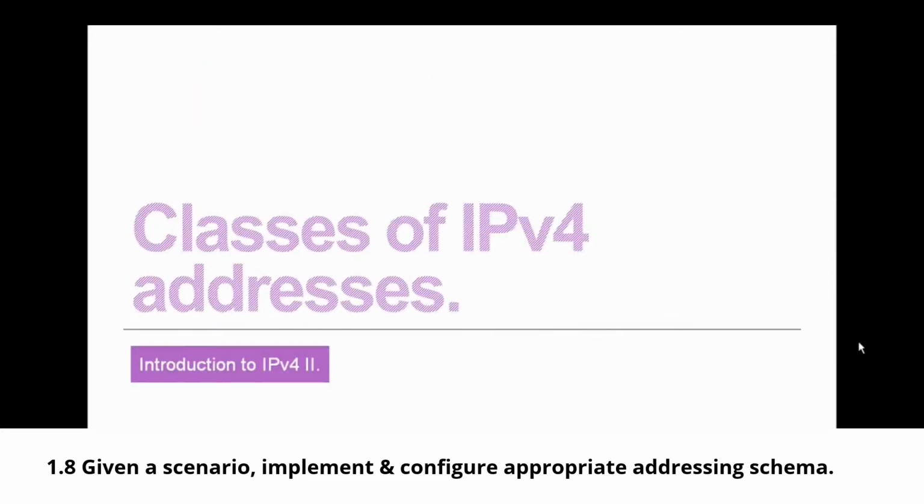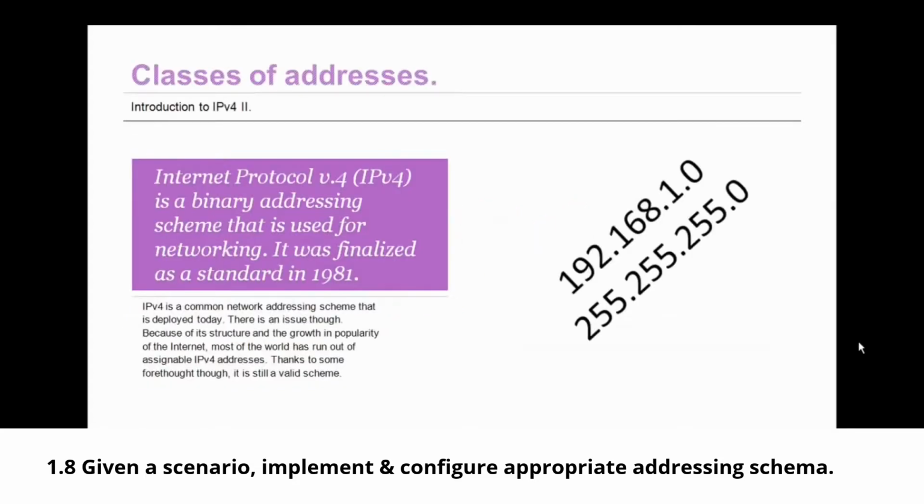Let's begin by talking about classes of IPv4 addresses. Internet Protocol version 4, IPv4, is a binary addressing scheme that's used for networking. It was initially finalized as a standard in 1981. IPv4 is a common network addressing scheme that is still being deployed today.